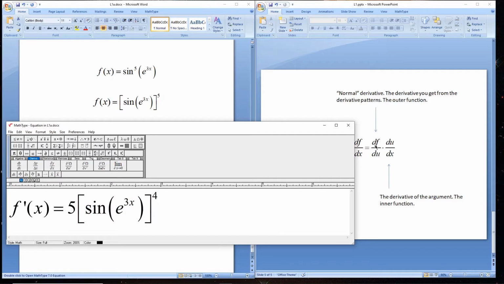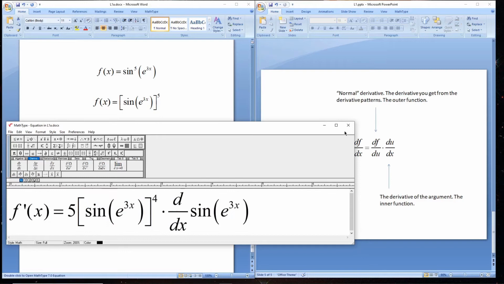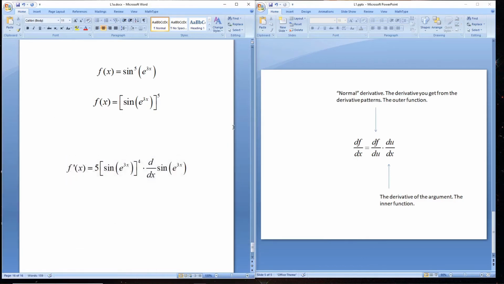And now the chain rule says, great, you did df du, but now you need to multiply this by the derivative of the argument. So I'm just going to write that out. We now need to multiply by the derivative of the argument. And so there is my complete math statement with the command in it saying that we still need to take this derivative here.